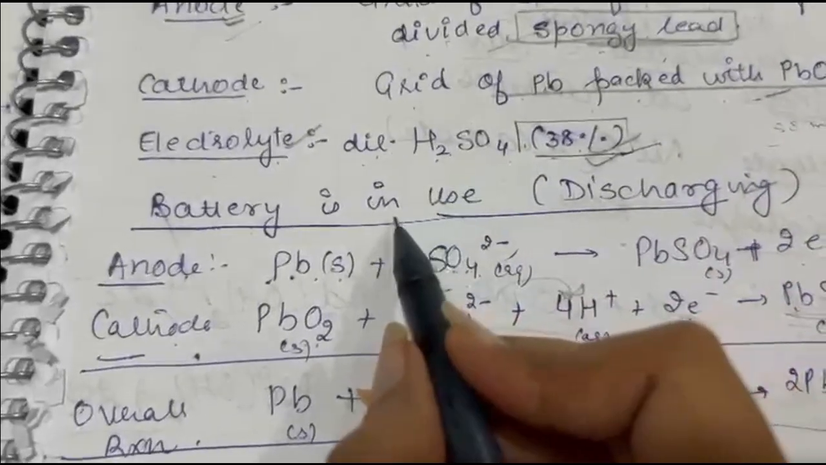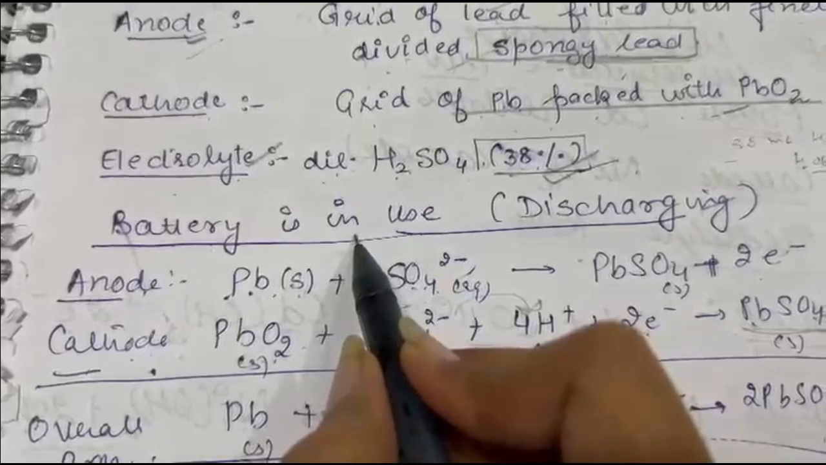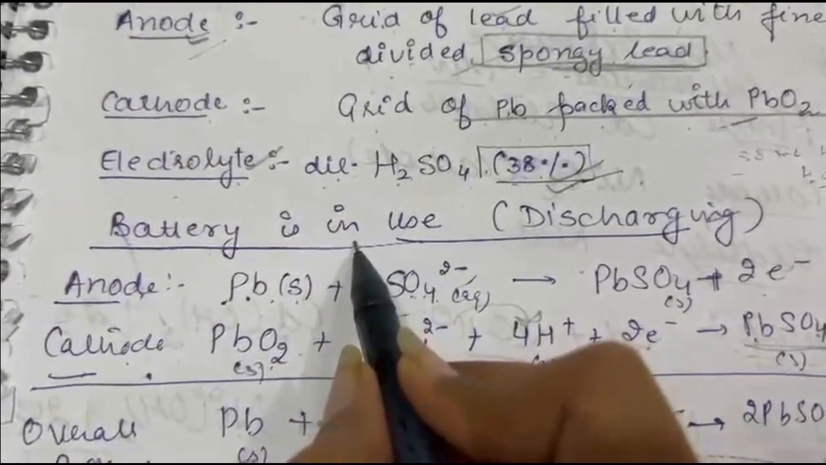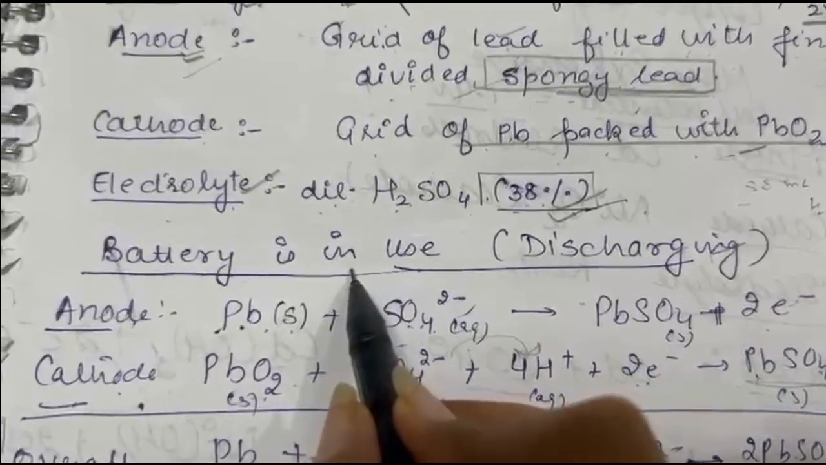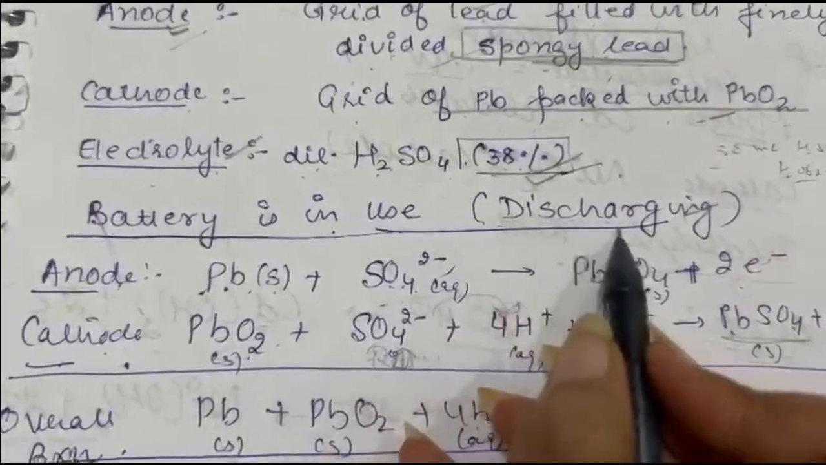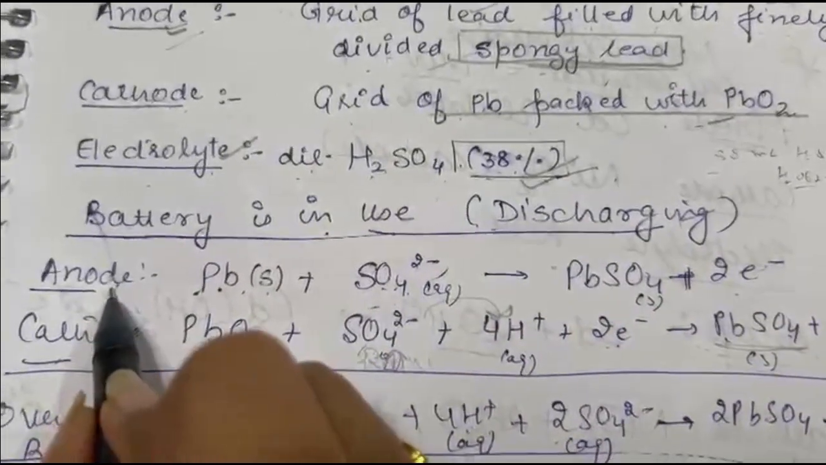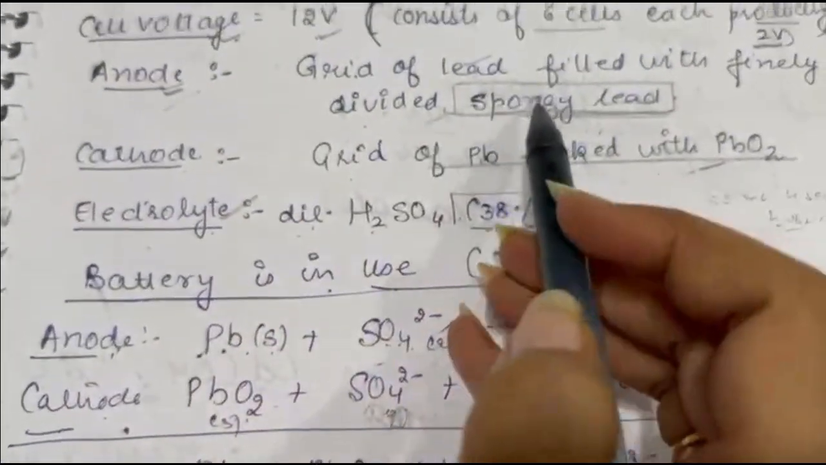Now when the battery is in use, suppose you are using your phone, that means your phone is discharging, right? Similarly, if there is no light and your inverter is in use, that means your inverter is discharging. Now anode is made up of lead.